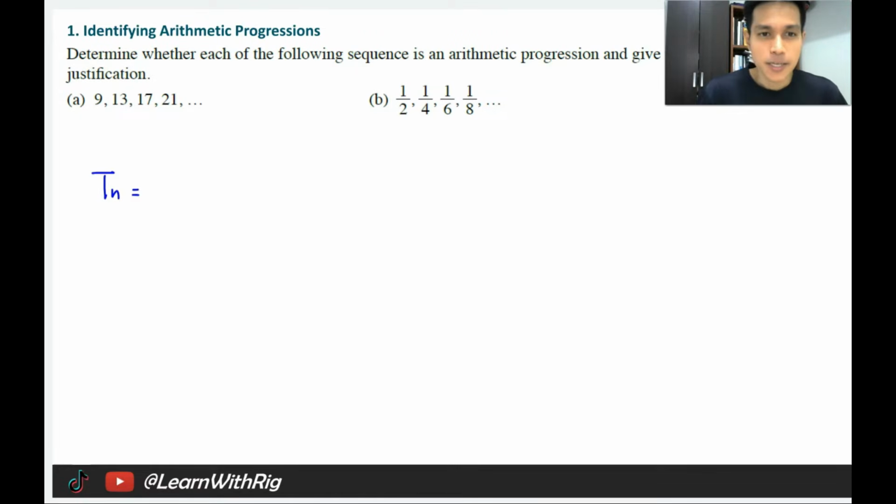Alright, so Tn, what is Tn? Tn is the value of the term. So the formula is Tn = a + (n - 1)d. Okay, so what is a? A means the first term and d is the common difference.